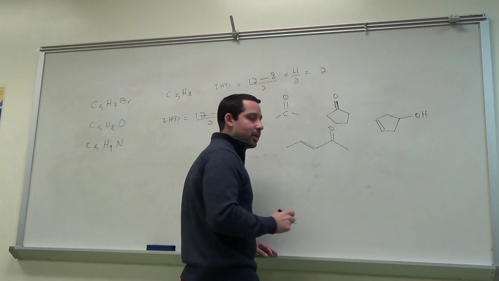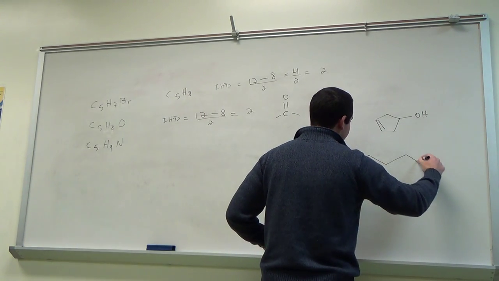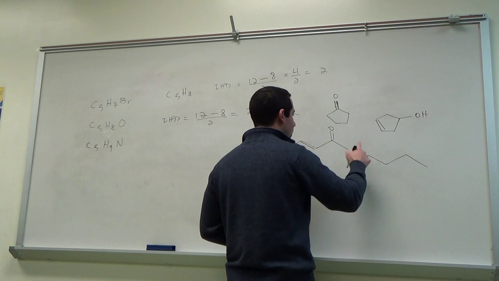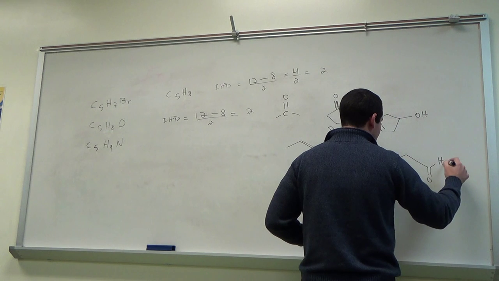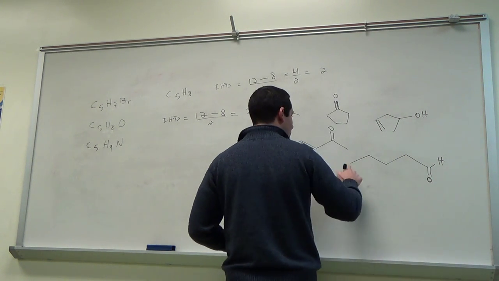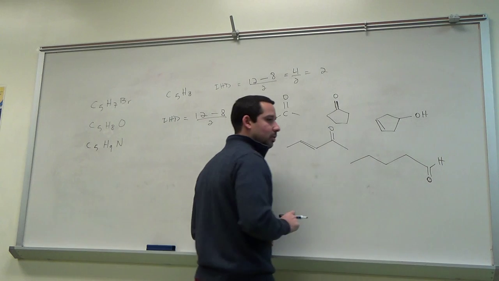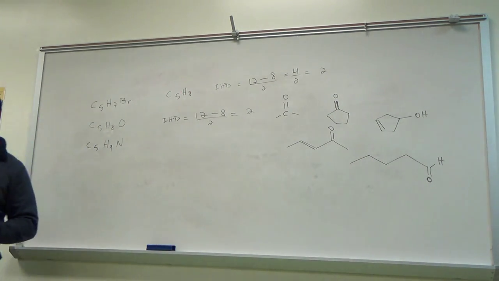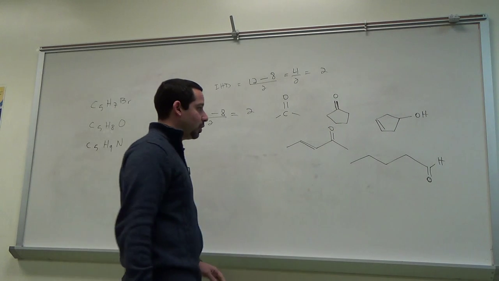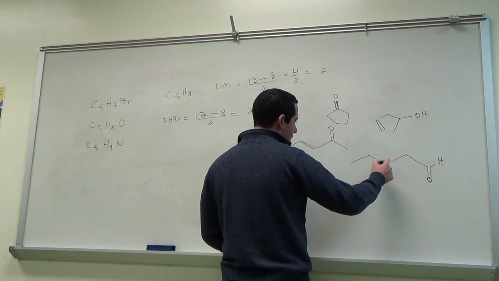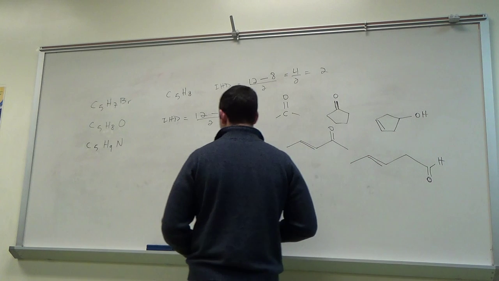Can I make this an aldehyde somehow? Let's draw them. Five of them. 1, 2, 3, 4, 5. So here, I'm going to make an aldehyde. 1, 2, 3, 4, 5 carbons. Does that fulfill the requirement? No, it does not. It's missing an index of hydrogen deficiency, meaning I have to put a double bond somewhere. You can put one here, you can put one here, you can put one there. Let's put that one there.